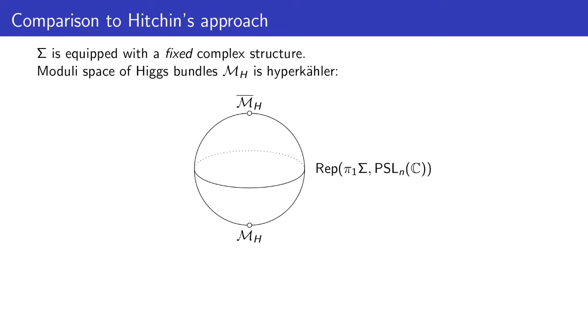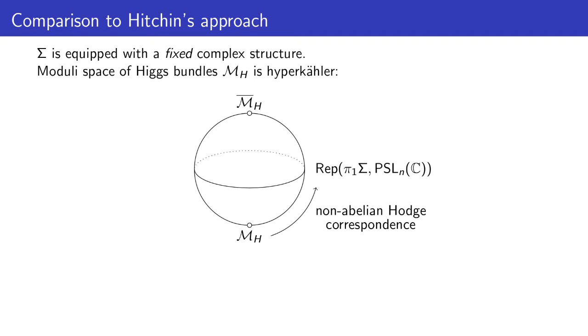The important feature is that you can go from any point to any other point in a canonical way. So you can associate to any point of the moduli space of Higgs bundles canonically a flat connection. This is called the non-abelian Hodge correspondence.